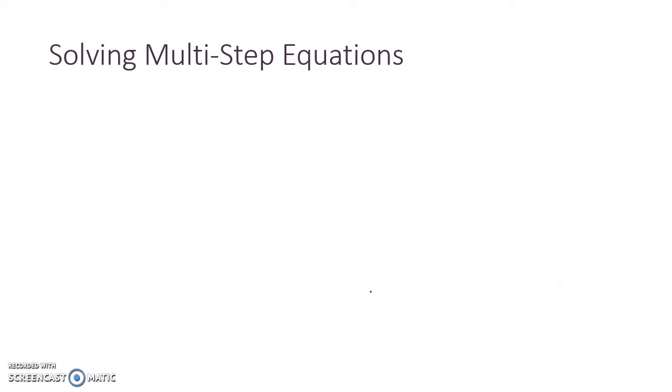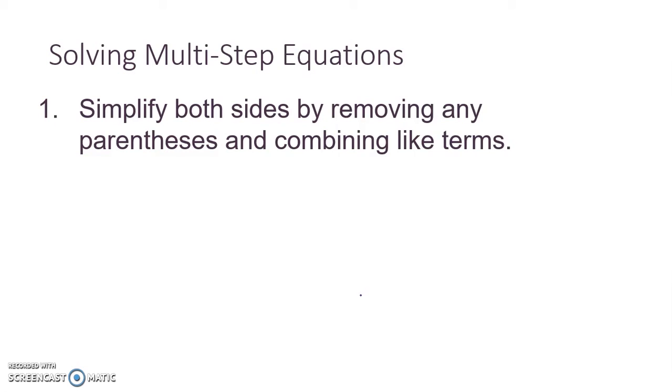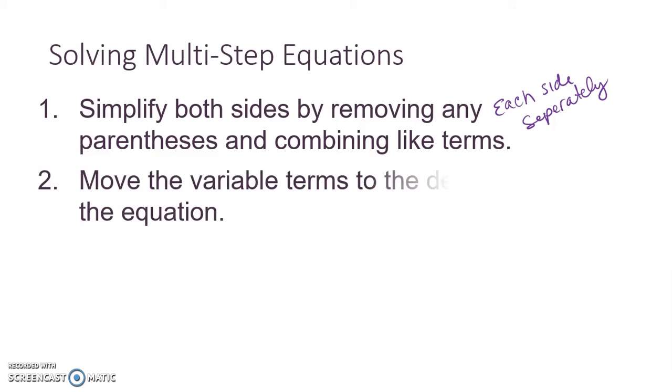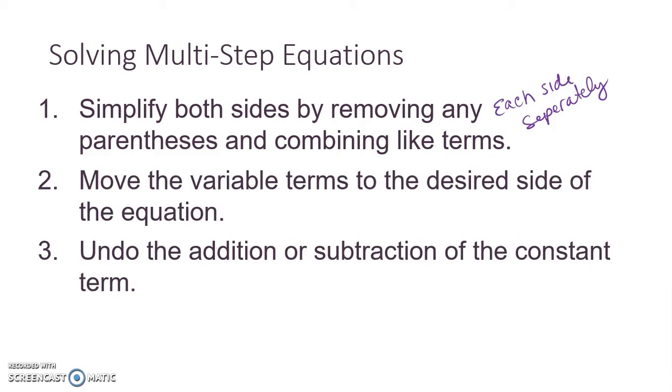Right, so solving multi-step equations, which is what we just did, but these are the steps in case you want to write them down. So simplify both sides by removing any parentheses and combining like terms. And you want to remember, do each side separately. And I may or may not have just spelled separately wrong, but that's okay, you know what I'm talking about. Then we want to move the variable terms to the desired side of the equation, so pick either right or left. The choice is yours.